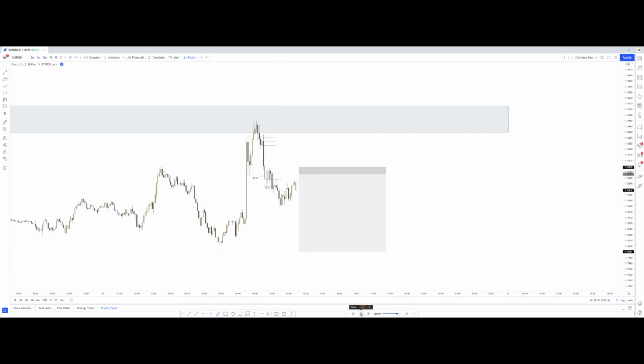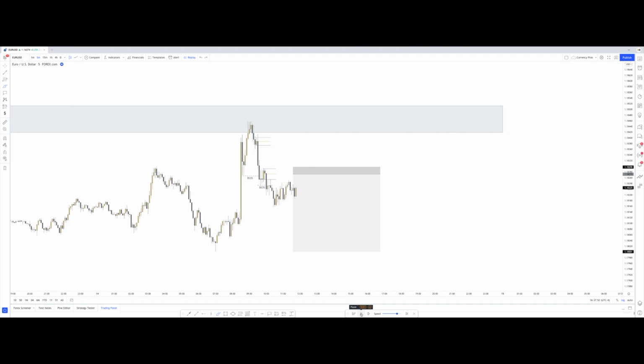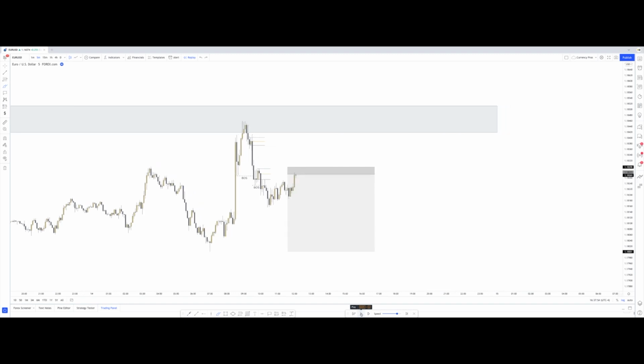Do we get tapped in? It's getting close. Okay, there we go. So let's adjust this. Okay, so now we're triggered into this trade, right? Price reached the 50% of our order block. This is the full confirmation entry in effect, okay?